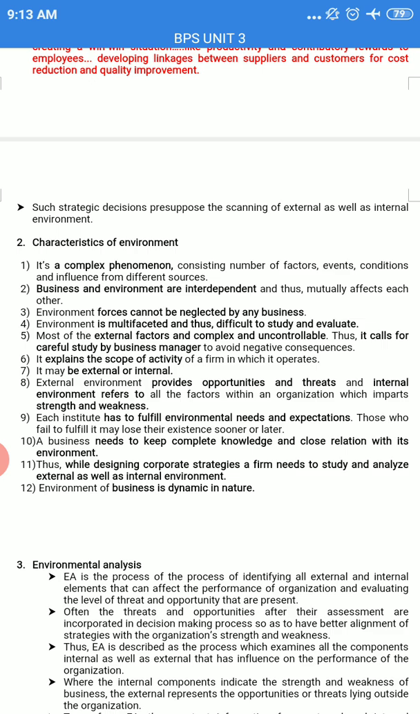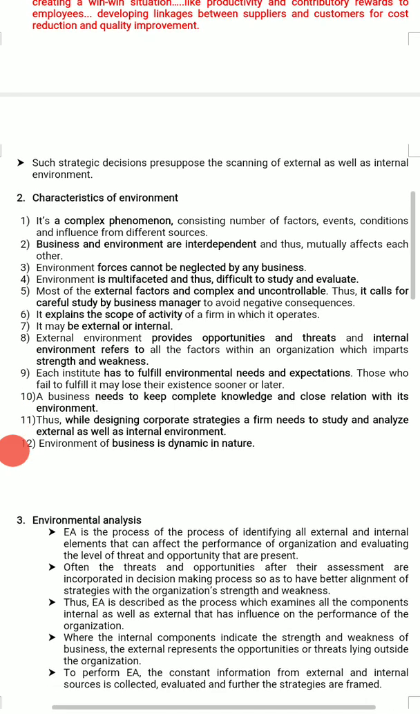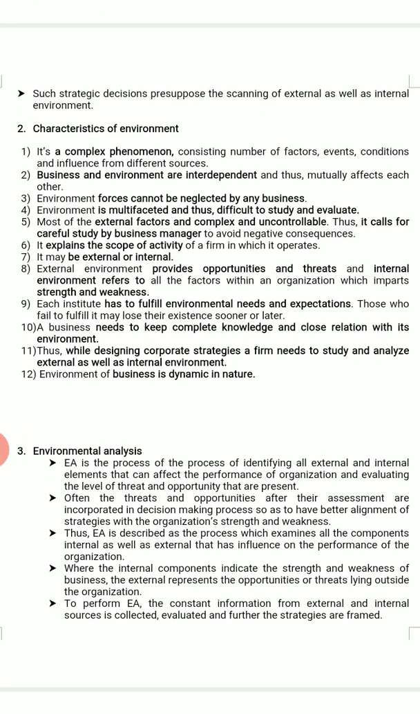Such strategic decisions presuppose the scanning of external as well as internal environment, and that is why, to create this strategic management, strategies have to be made, and strategies should be such which create the win-win situation for all the stakeholders. And for creating these strategies, what is to be done? Before creating the strategies, rather we have to study the environment, do environmental analysis, and then the decisions related to the external and internal environment are taken up in the form of strategies.